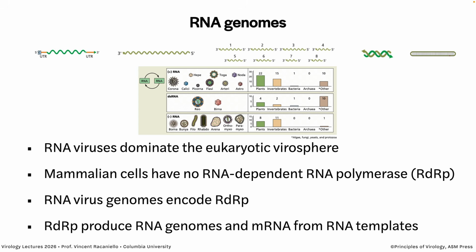And these genomes of all these RNA viruses have to encode it or use it from another virus, as you'll see later. So these RNA-dependent RNA polymerases not only copy the genome, in other words, replicate it, but they also copy it to form mRNA. So they do both things. Let's look at some examples.